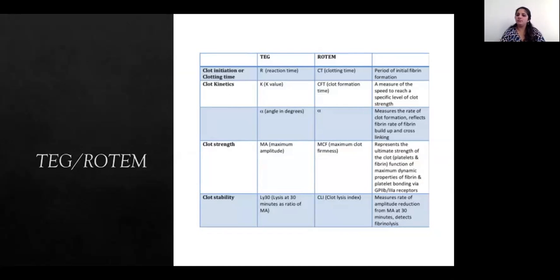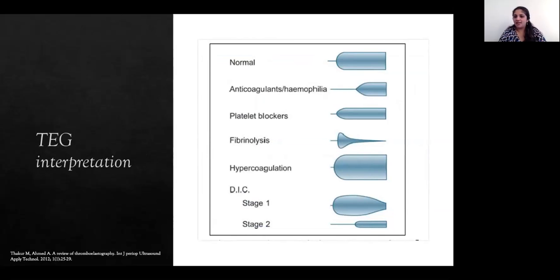This is a little more in detail, kind of the same thing, and more so this is comparing TEG and ROTEM. As you can see, the terminologies are slightly different, but what they signify is really the same thing. Just like I was saying, the tracings tell you way more. A picture speaks more than words, and the tracings speak more than what the parameters tell you.